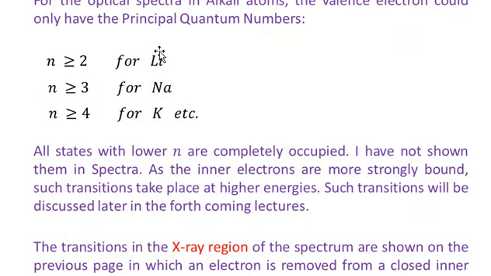That is, in these corresponding atoms, the lower states with the lower principal quantum numbers are almost completely occupied. I have not shown them in the spectra. As the inner electrons are more strongly bound, such a transition takes place at higher energies. Those transitions are not easy to activate because higher energies are involved. Energies in the range of soft X-rays are required if you want to excite the inner electrons of these levels. Such transitions will be discussed later in the forthcoming lectures.